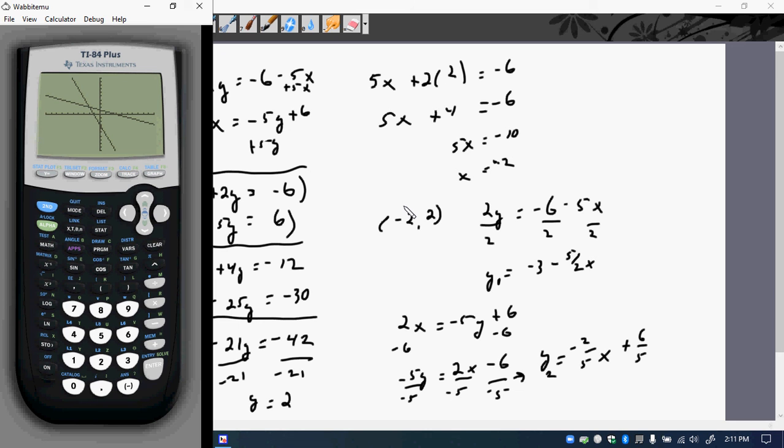So these are just 3 different ways of looking at a system of equations and being able to solve for its solution.